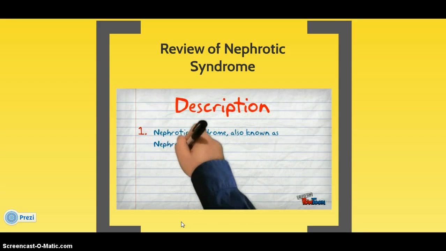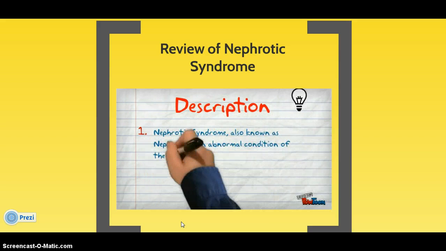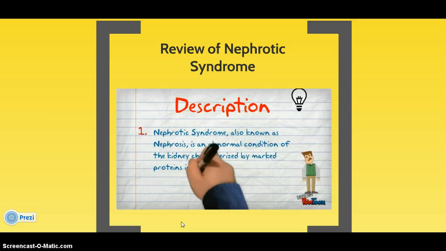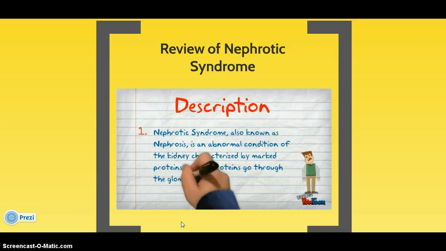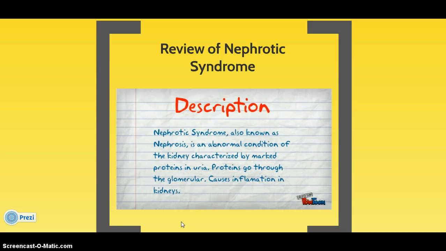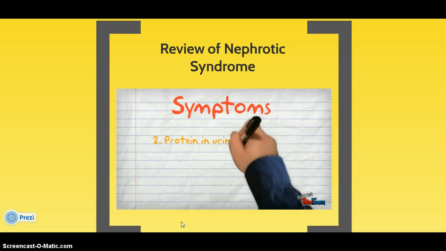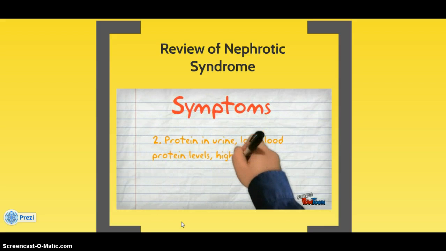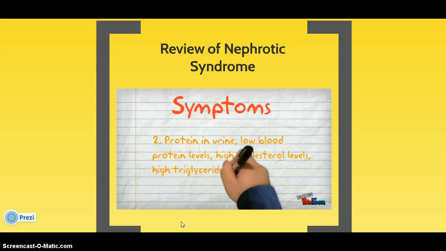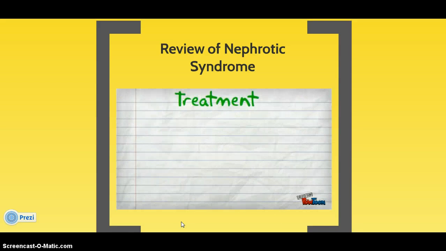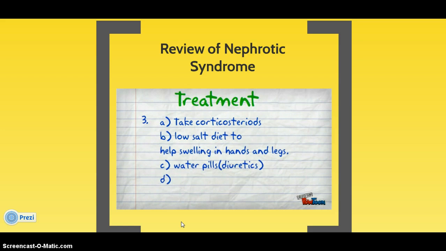Nephrotic syndrome, also known as nephrosis, is an abnormal condition of the kidney characterized by marked proteinuria. Proteins go through the glomeruli and cause inflammation in the kidneys. Symptoms: protein in urine, low blood protein levels, high cholesterol levels, high triglyceride levels, and swollen abdomen. Treatment: take corticosteroids, low salt diet to help swelling in hands and legs, water pills, diuretics, vitamin D, and blood thinners.